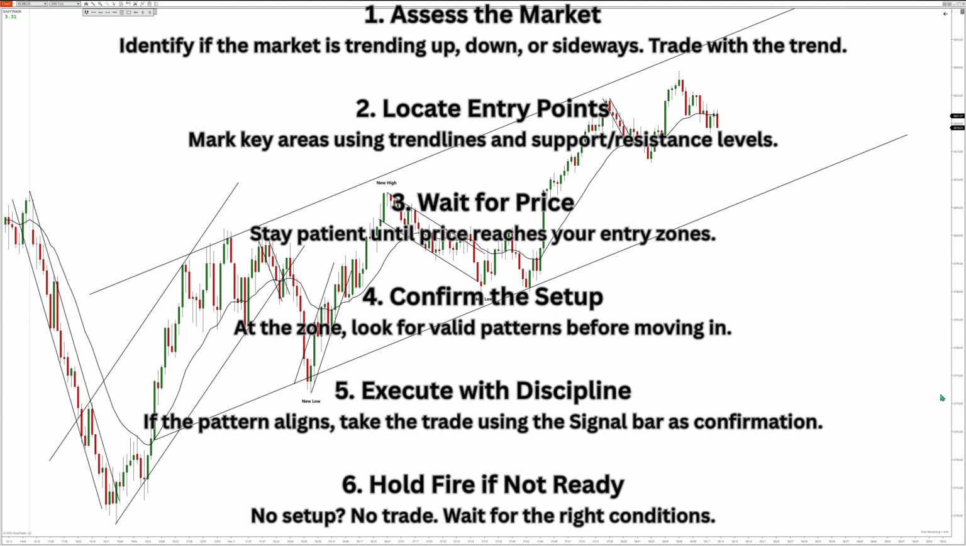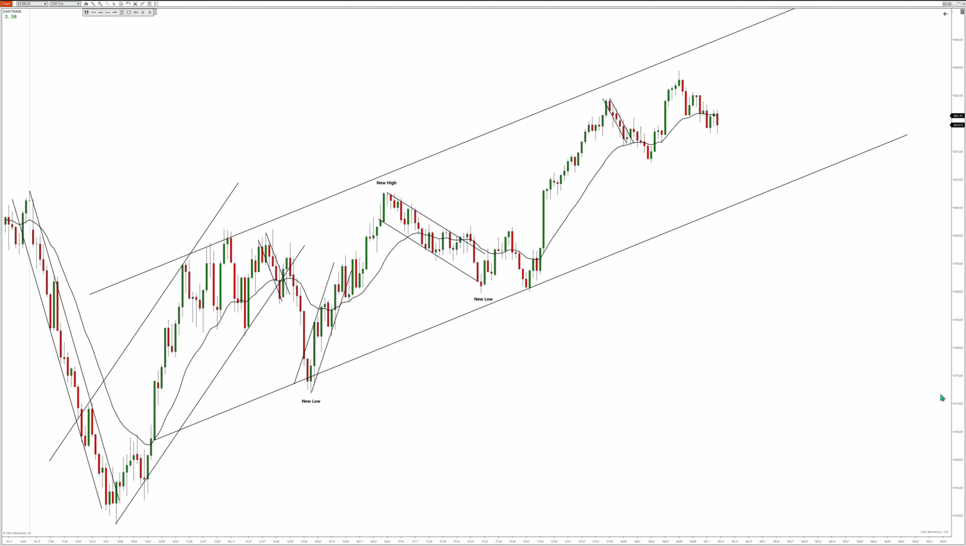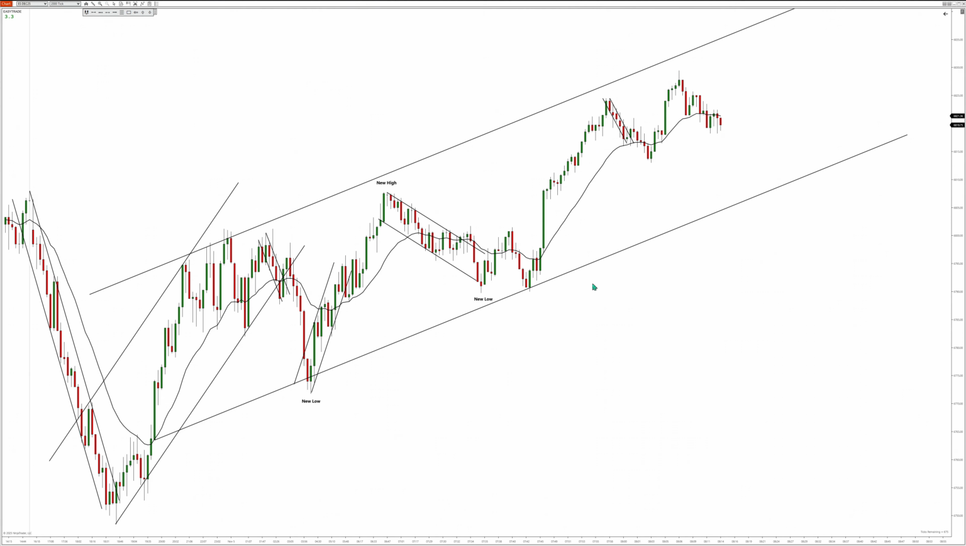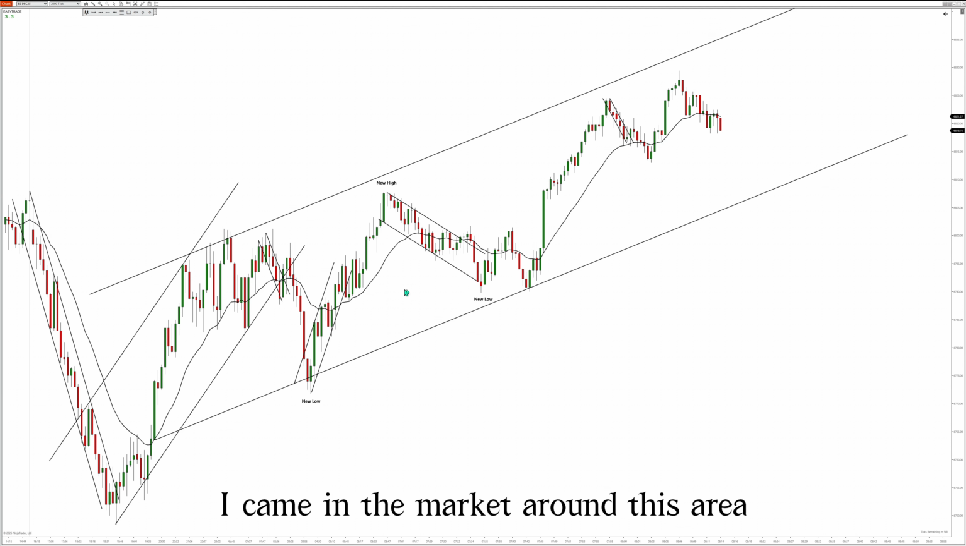ES E-mini futures 2000 tick chart, and we're using price action rules and market geometry to determine where to enter for high probability setups. So as you can see, we're starting this morning off with a pretty decent uptrend working higher. I came in the market around this area here.